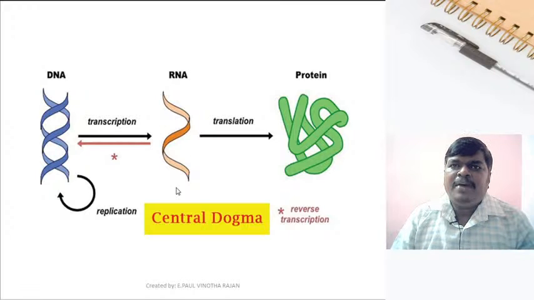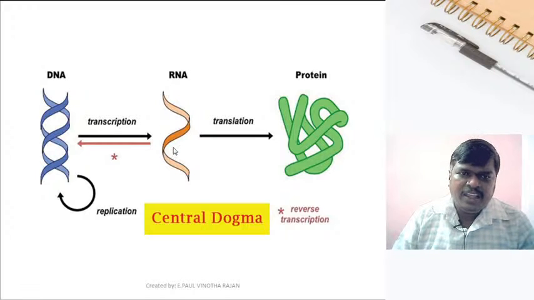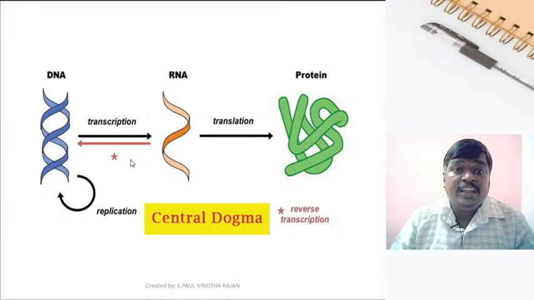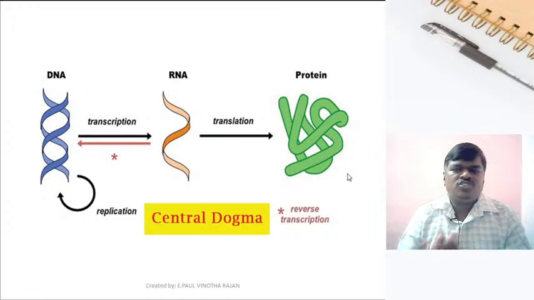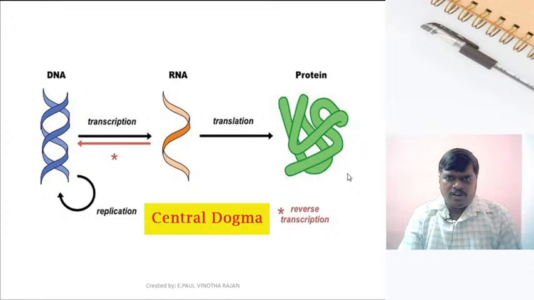And this mRNA can become DNA. That process is called reverse transcription. And mRNA undergoes a process called translation and forms protein. This is called the central dogma of biology.